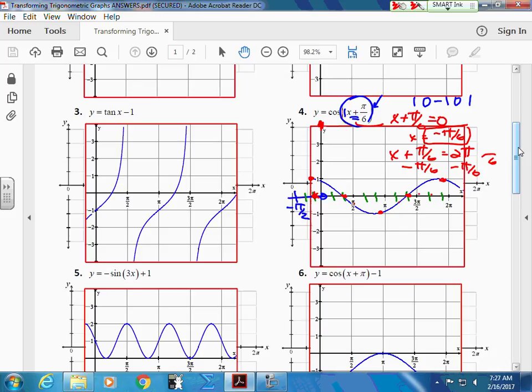Convert this to the same denominator, just like you do when you figure your circle. So this ends at 11 pi over 6. And didn't it end just 30 degrees short of the 2 pi? And isn't that 11 pi over 6? Okay, so my first complete cycle goes from negative pi over 6 to 11 pi over 6.